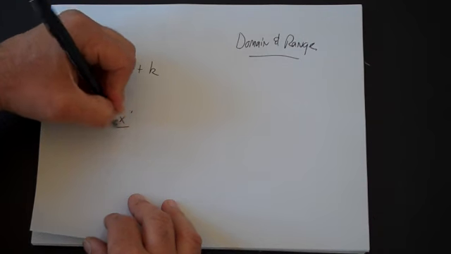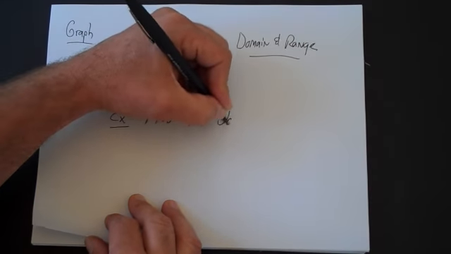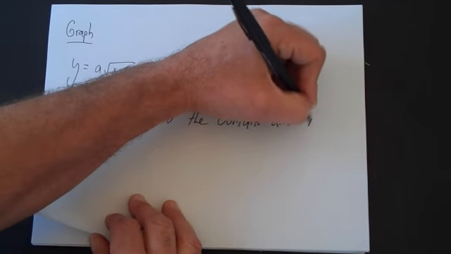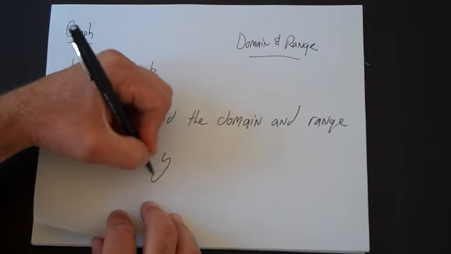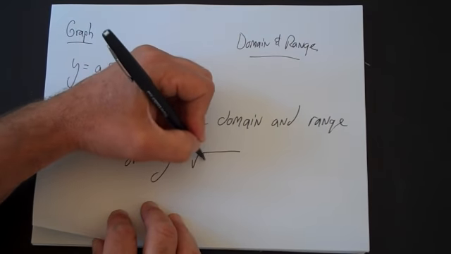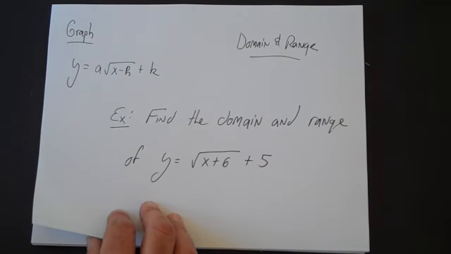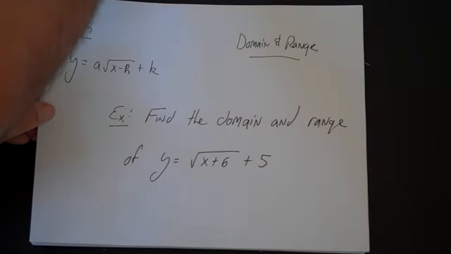An example is to find the domain and range of, let's do y is equal to the square root of x plus 6 plus 5. So the first thing that we do is we want to sketch the graph, and then we read from the graph. So let's sketch the graph to start with.